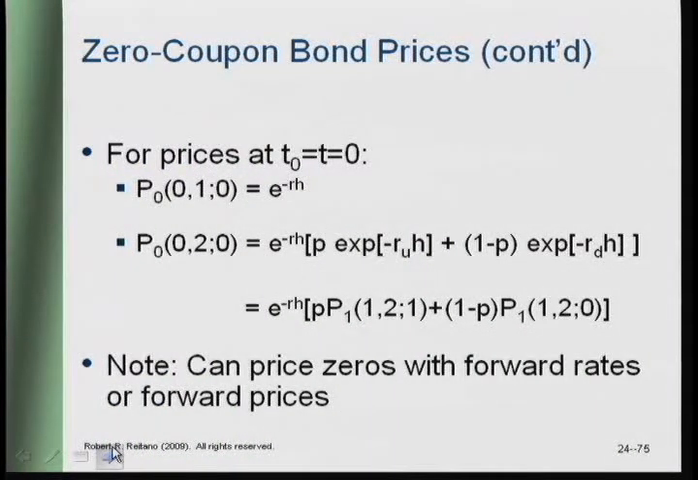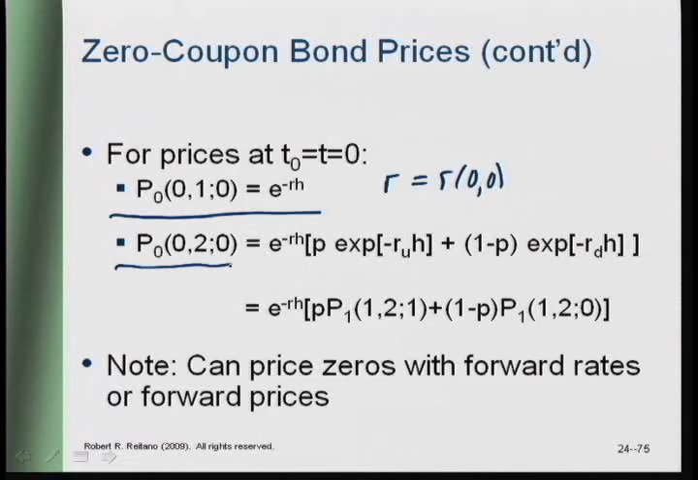So let's price some zero coupon bonds as of time 0. We know how to price them in the future. How do we price zeros at time 0 using the risk-neutral probability? Well, the price at time 0 of a 1-year zero coupon bond just uses that first interest rate R. So in the notation of that lattice, this was R of 0, 0. It's the initial 1-year rate at time 0. How about the 2-year zero?